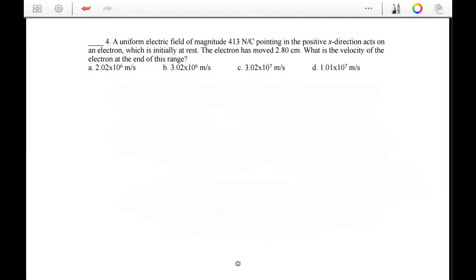So number 4 reads, a uniform electric field of magnitude 413 Newton per Coulomb pointing in the positive x direction acts on an electron, which is initially at rest. The electron has moved 2.80 centimeters. What is the velocity of the electron at the end of this range?